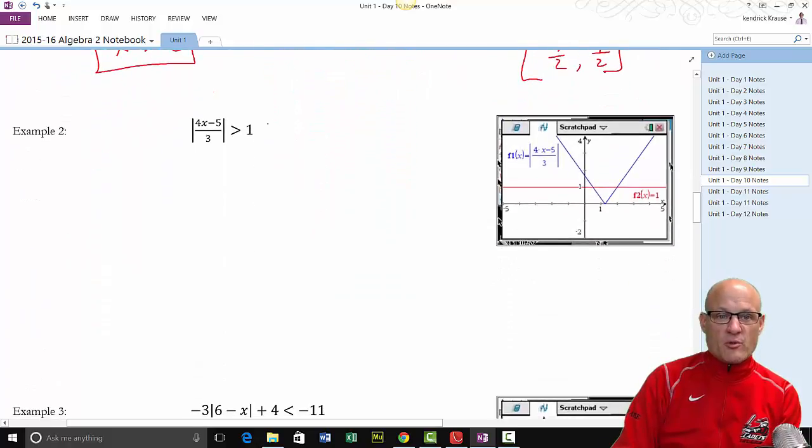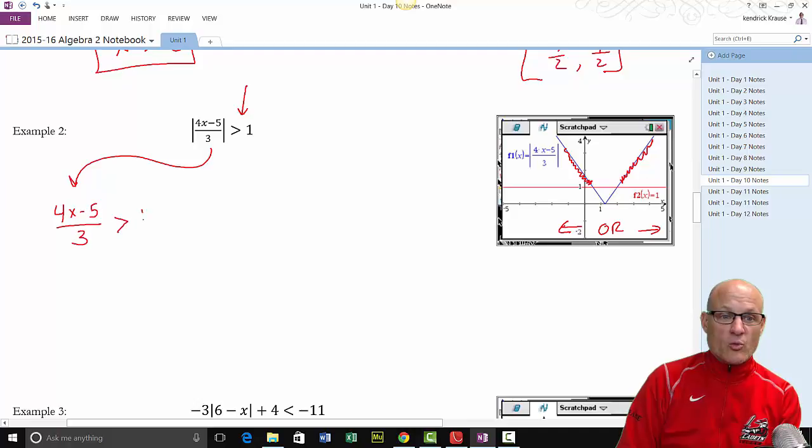So this one says we want to be greater than 1. So greater than 1 means I want to be in this one. So this means we've got the or case. We're going to be something this way or this way. So that's what we're going to have to do. First things first, split it up. 4x minus 5 over 3 greater than 1.